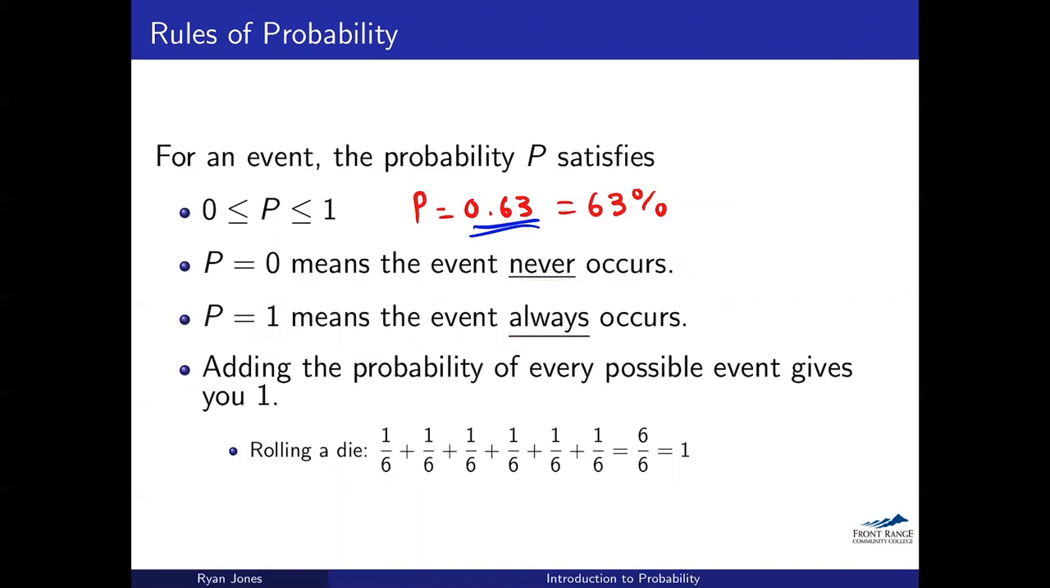There's no sort of ifs or ands or buts or anything like that. If we say p is 0, that means that there is no chance that it could happen. For example, I might say, what's the probability that I roll a 7 on a six-sided die? Well, the probability of that would be 0 because there is no 7 there. And then likewise, what's the probability that I roll something less than a 7 on a six-sided die? Well, that probability would be 1 because every number on a die is less than 7.